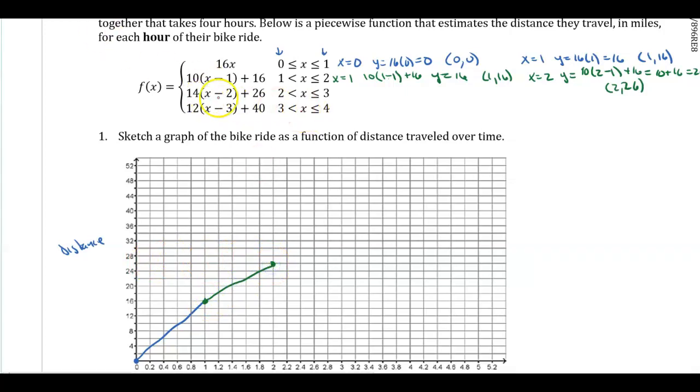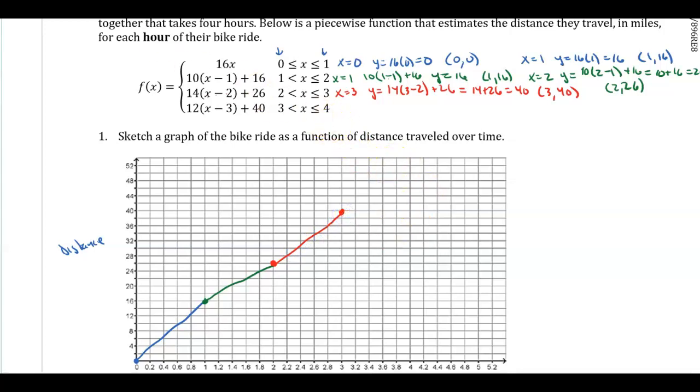Now my next one, you know right away when you plug this endpoint in, right, 2 minus 2 is 0, 14 times 0 is 0, so you know it's going to be (2, 26) again. Now when I plug 3 in, when x is 3, my y value would be 14 times 3 minus 2 plus 26, which is going to give you 14 plus 26, which is 40. So that would be the ordered pair (3, 40). Okay, and then I would go ahead and connect those dots.